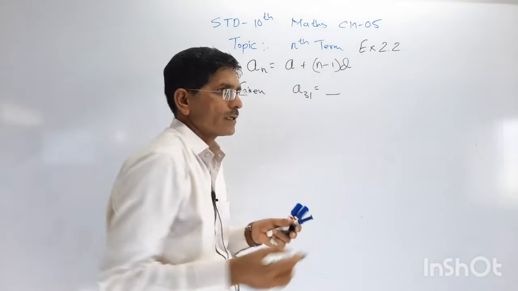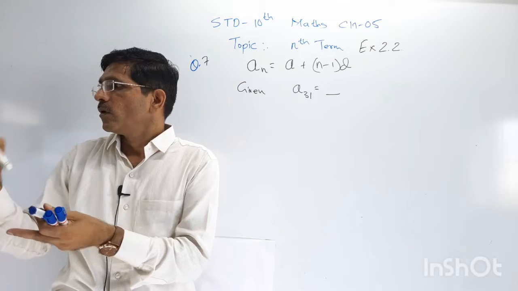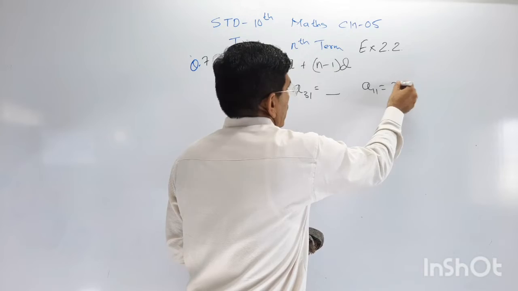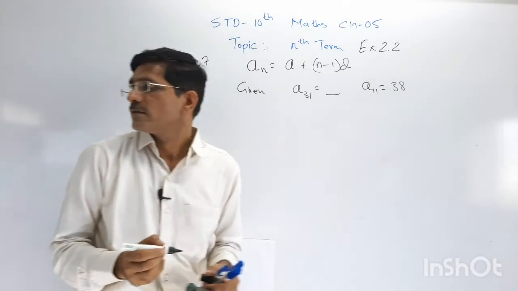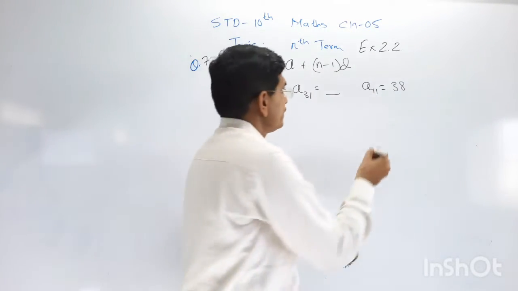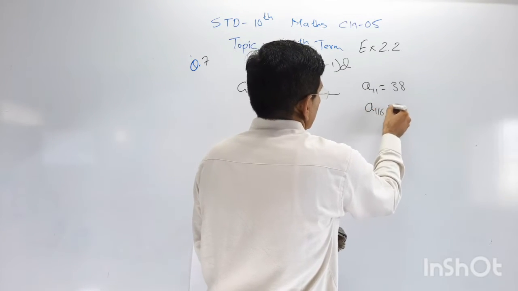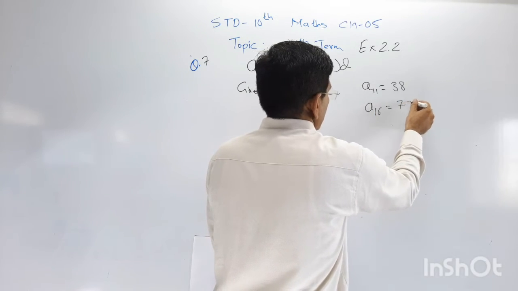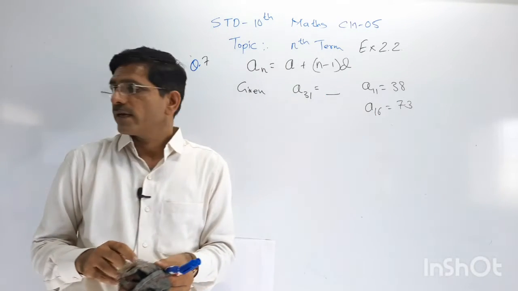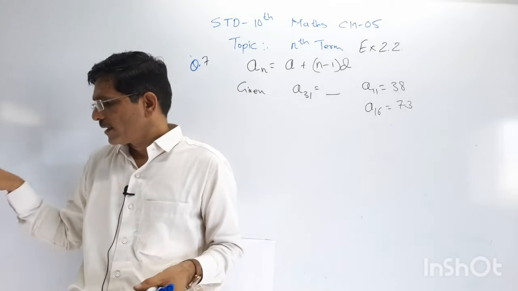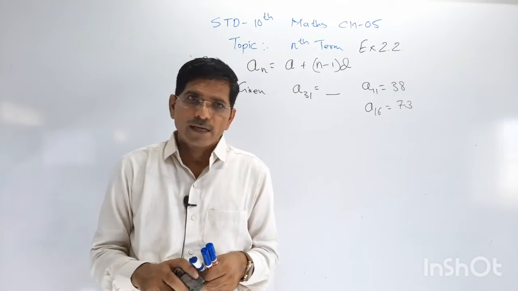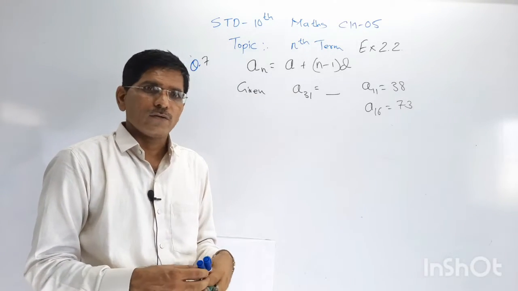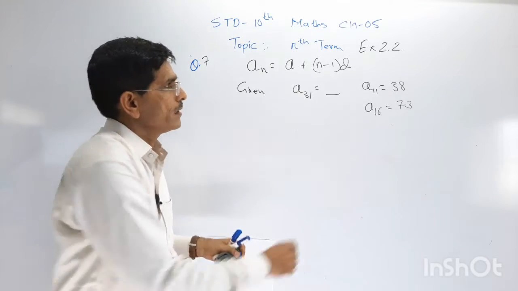A31 is equal to dash. Now, A11 is given as 38, and A16 is 73. A16 is 73, A11 is 38, and A31 I have to find out. How is it possible? Simple.